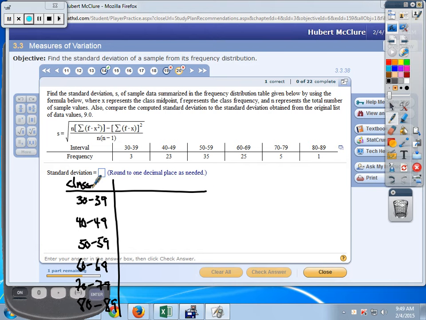Now, you could do it like this, but you have to put a line down here, and I just don't like doing it. This is intervals, so that's class? Yeah, classes, intervals. They call it words to try to confuse you. All right. Just classes.